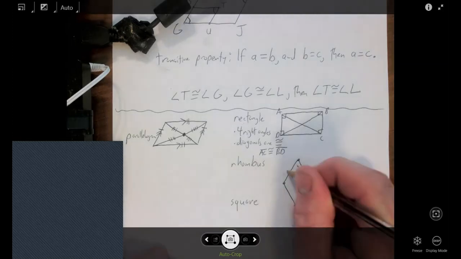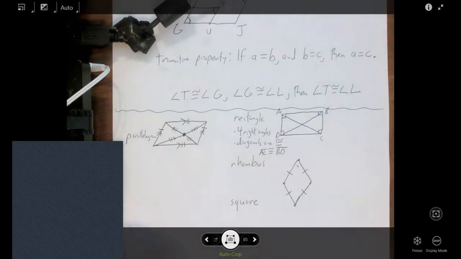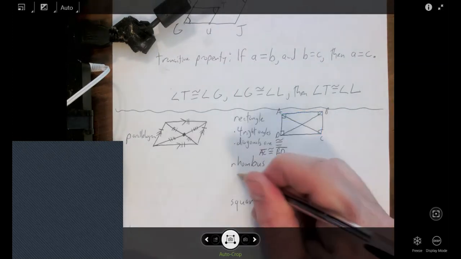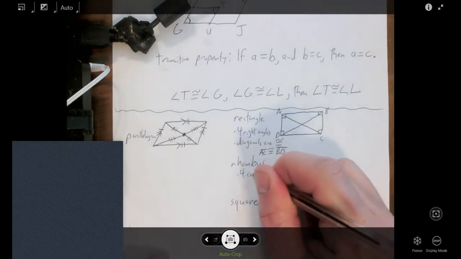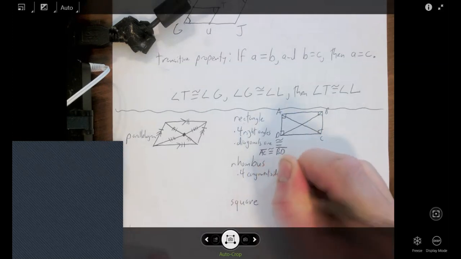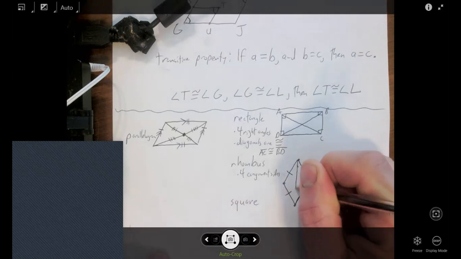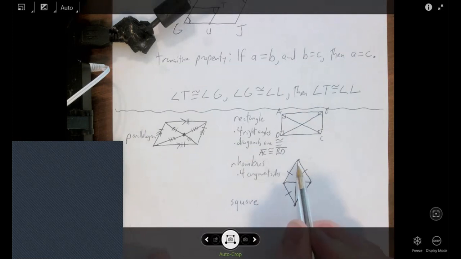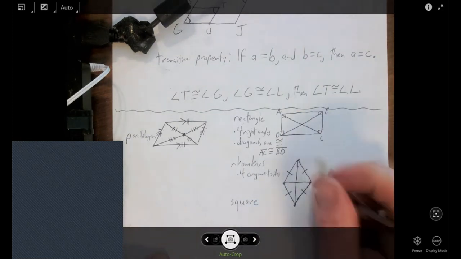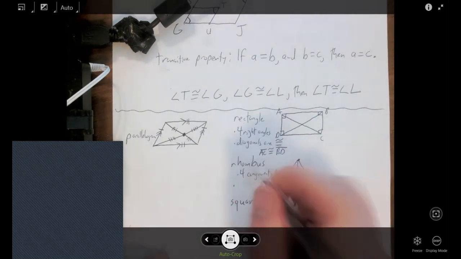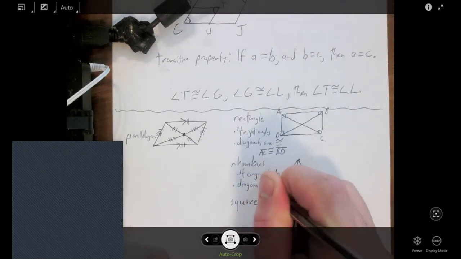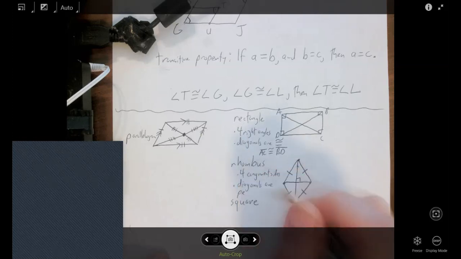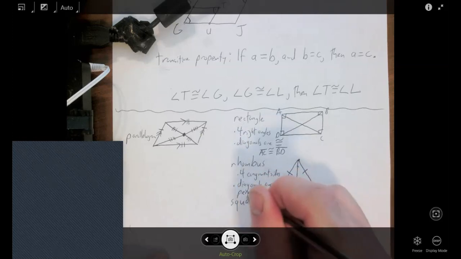Congruent sides, 4 congruent sides, that's right. So whereas a rectangle has 4 right angles, a rhombus has 4 congruent sides. And acute angles. And when we draw in the diagonals, we're going to have 2 acute angles and 2 obtuse angles. The diagonals are not necessarily congruent to each other, but they do intersect to make a right angle. This time the diagonals are perpendicular.